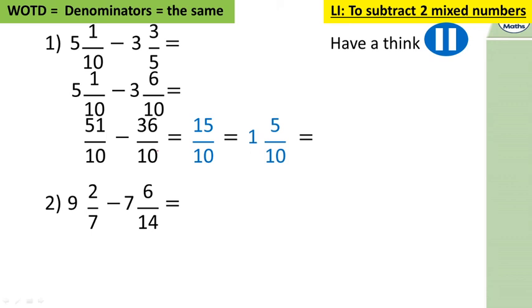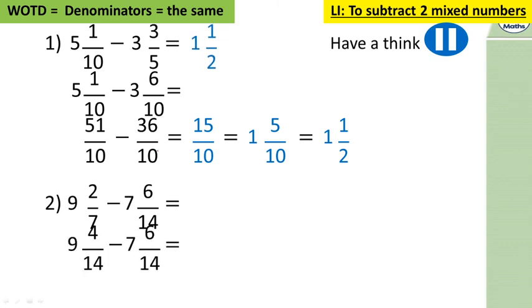And you know there's another step because you can simplify it. So 1 and 5 tenths. 5 is half of 10, so that's the same as 1 and a half. Okay, the next one, 9 and 2/7 minus 7 and 6/14. Once again, you have to make those denominators the same.